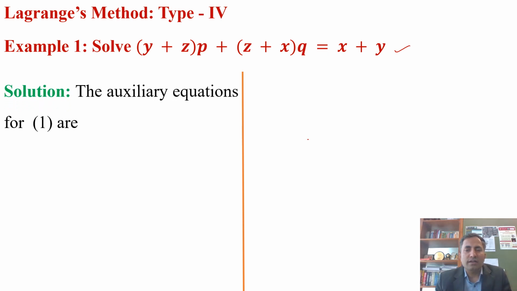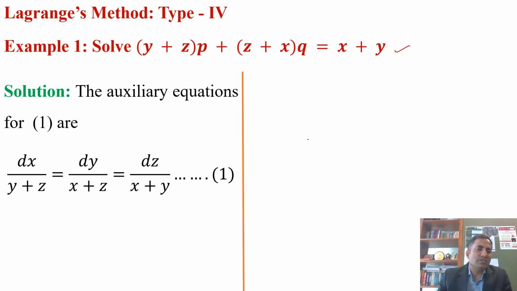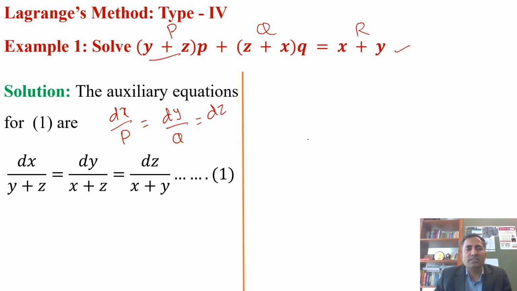So as discussed earlier, we go for the auxiliary equations. So its auxiliary equation can be defined in the form of dx upon y plus z, dy upon x plus z, and dz upon x plus y. Here, this is P, this is Q, this is R. So auxiliary equation is defined as dx upon capital P is equal to dy upon capital Q is equal to dz upon R. So by putting the values of P, Q, R, we get this auxiliary equation.